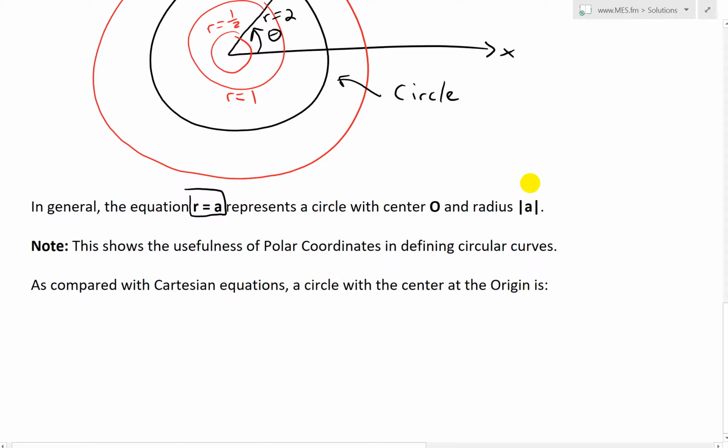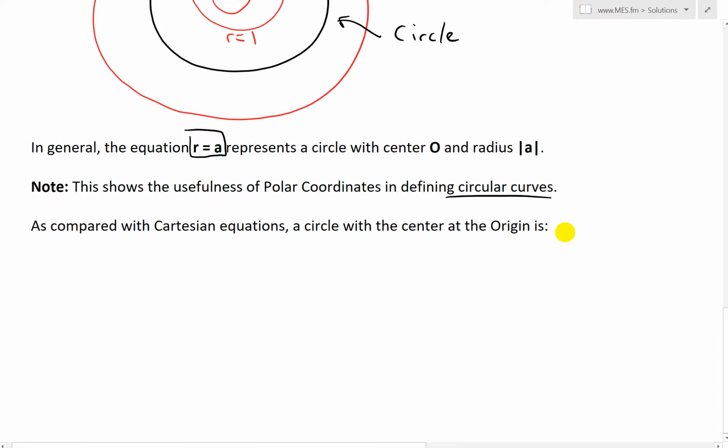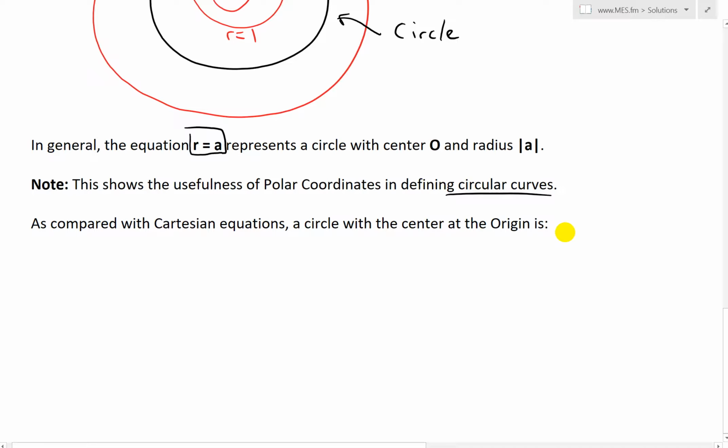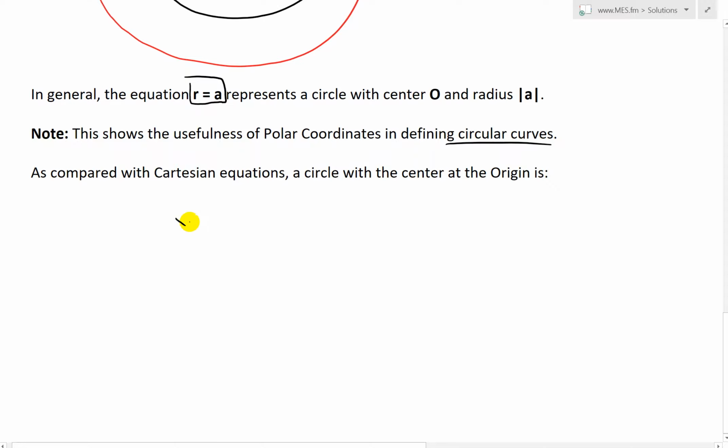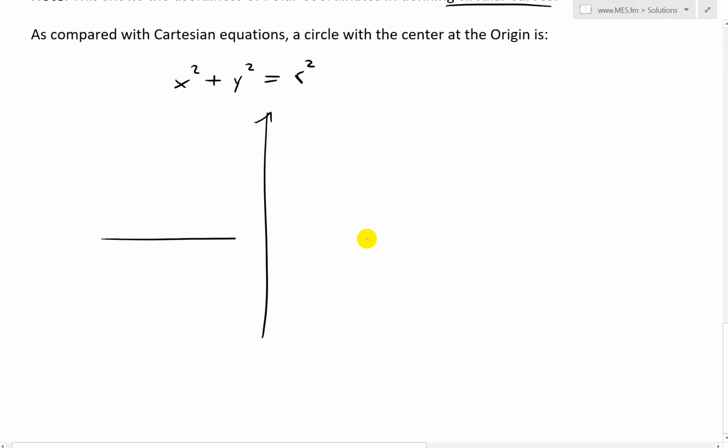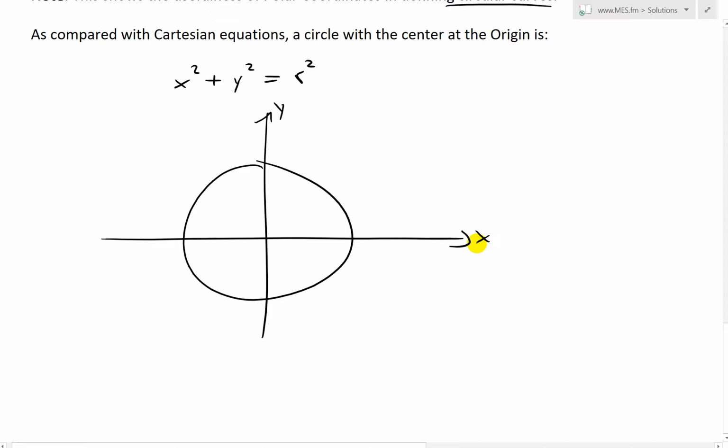This example shows the usefulness of polar coordinates in defining circular curves or equations as compared with Cartesian equations. A circle with a center at the origin is going to be x squared plus y squared equals r squared. If you were to graph it, you just get a circle like this, where r is the radius. So we have y and x. If you draw this across, at this point, this is the radius r, this is y, that's x. Using Pythagoras' theorem, you get this point at x, y, and that equals x squared plus y squared equals r squared.